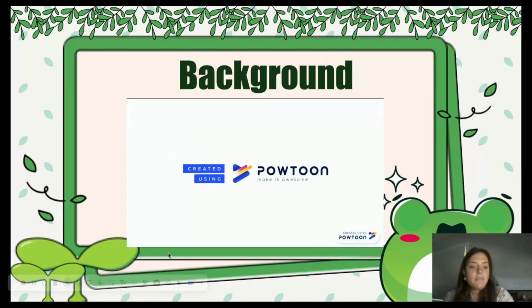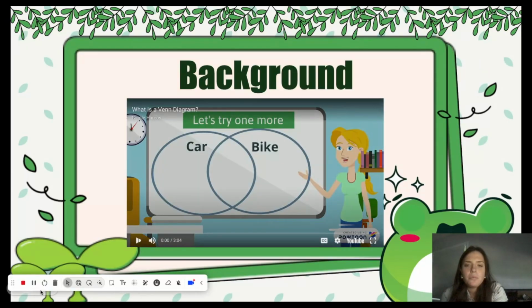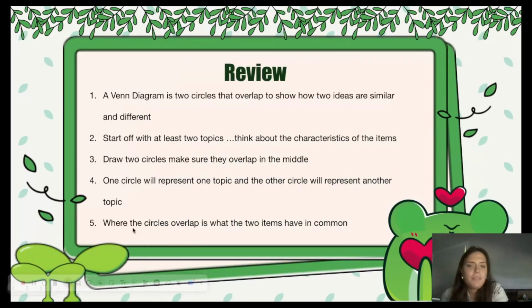Well, that was a great video, guys, to give us a little bit of background knowledge on what Venn diagrams are. So, as she said at the end of the video, Venn diagrams are 2 circles that overlap in the middle that tell us how things are different, and in the middle, it tells us how things are the same. Let's review this video, though. Sorry, friends, sometimes it takes a little while with the YouTube videos. A Venn diagram is 2 circles that overlap to show how ideas are similar and different.